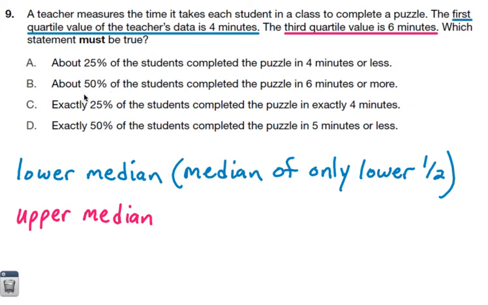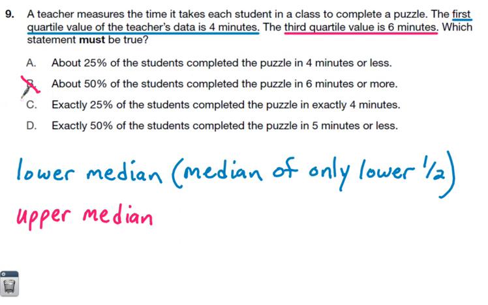Let's make sure that none of the other choices make any sense. About 50% of the students in 6 minutes. Maybe if 6 was the overall median, but 6 is the upper median. So no. Choice C, exactly 25% of the students complete the puzzle in exactly 4 minutes? What? No.